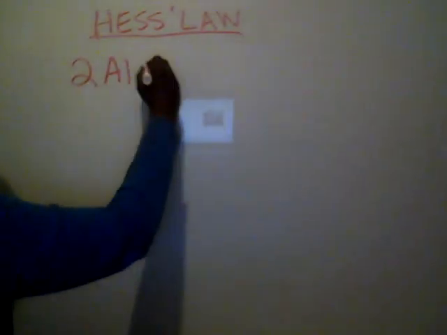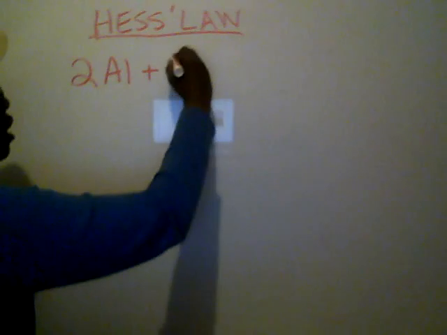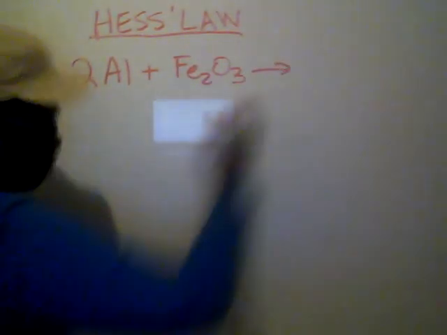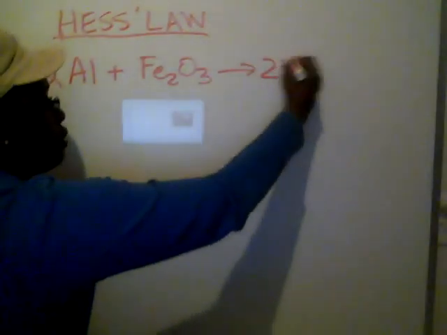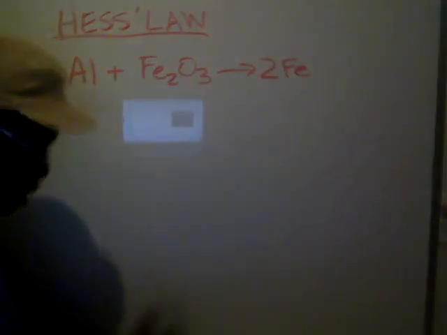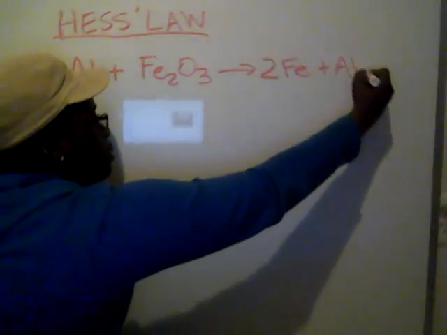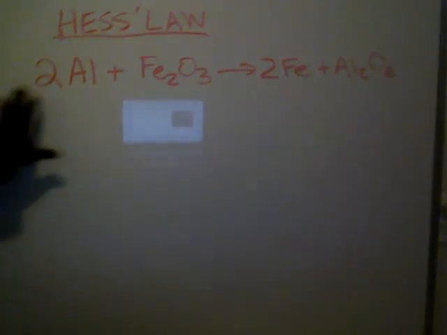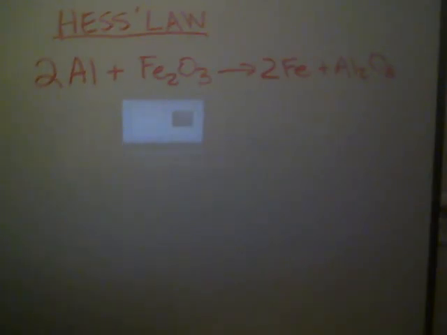As an example, let's say we have this reaction: 2Al plus Fe2O3 goes to 2Fe plus Al2O3. Okay, so that's the reaction. This is the final reaction we want to get to. This is kind of our end goal. This is what we want to end up with.